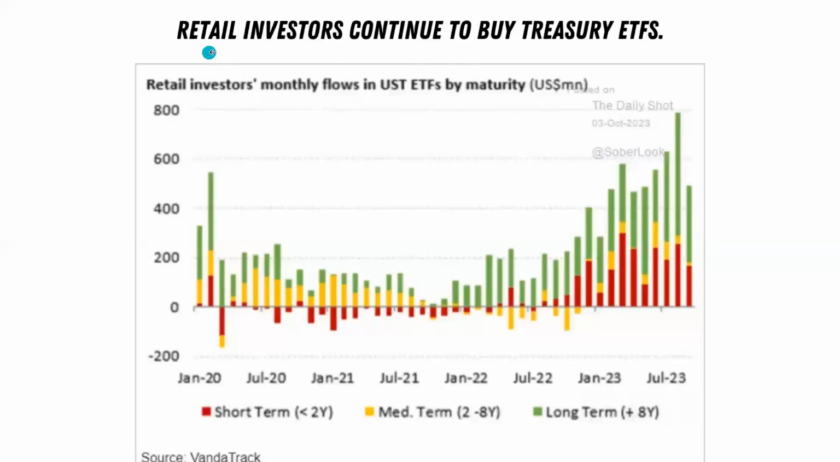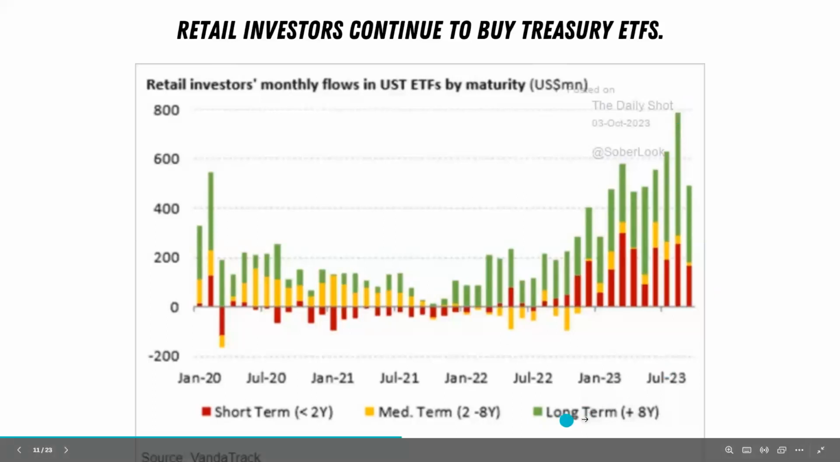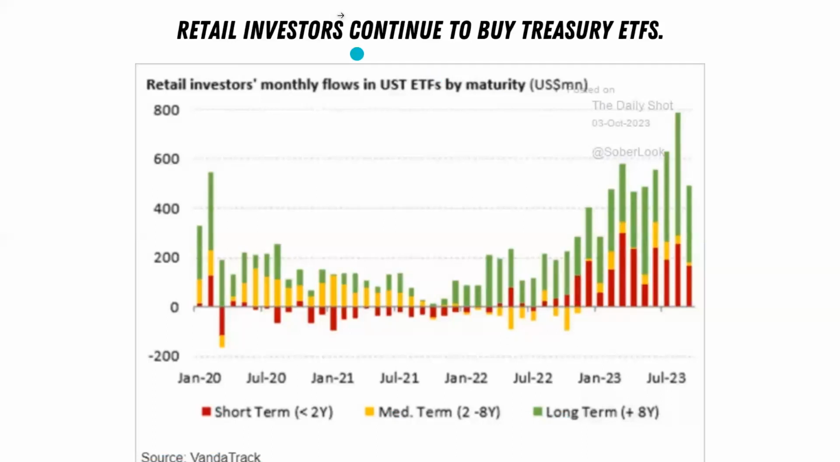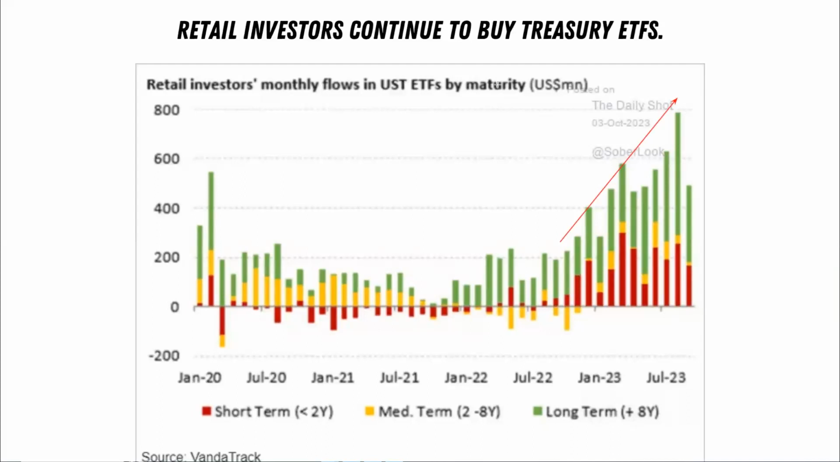Now, let's talk about retail investors continuing to buy Treasury ETFs. Recently, we saw almost $800 million flow into long-term Treasury ETFs. The green bars are long-term, yellow is medium-term, and red is short-term. And you can see, really since the start of 2023, there's been a significant incline in Treasury ETFs. These are things like TLT, EDV, IEI, IEF, HYG, et cetera.